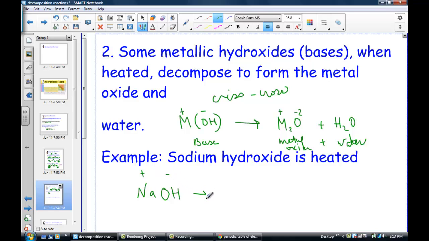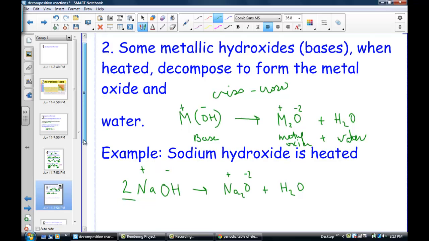So far the base, the metallic hydroxide, NaOH. It's going to give off the metal oxide. Remember to consider charge, Na2O, and water. When a base decomposes, it gives you a metallic oxide and water. And we'll balance this equation by placing a 2 on the left-hand side.